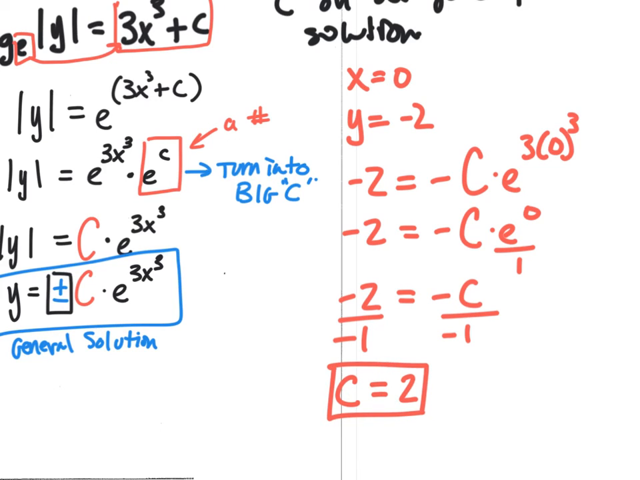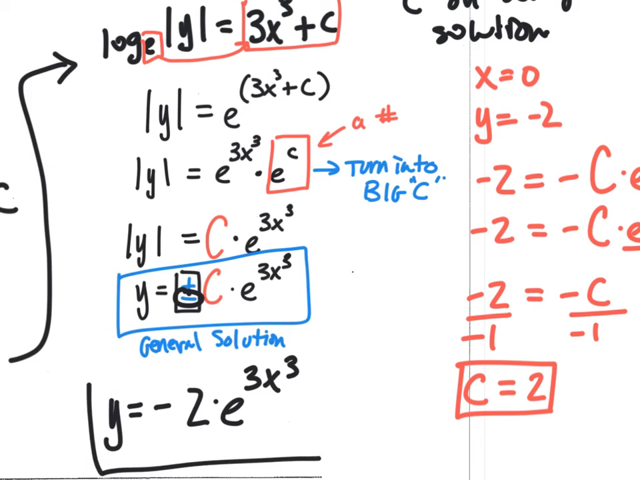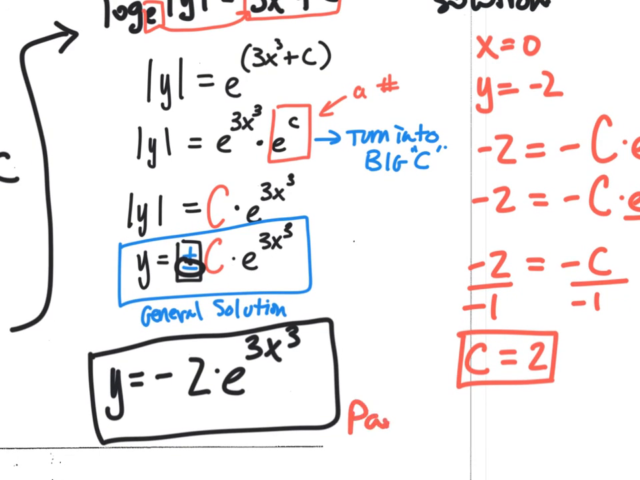But when I go back and plug this into my particular solution, if I plug in C into here, remember that our y value had to be negative. So I have to keep putting the negative. Even though we chose the negative sign, I still have to keep that negative there to make sure it works. So I've got negative 2 times e to the 3x cubed power, and this is my particular solution, okay?